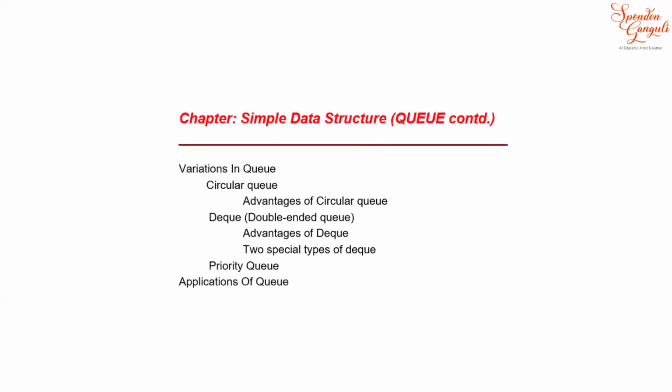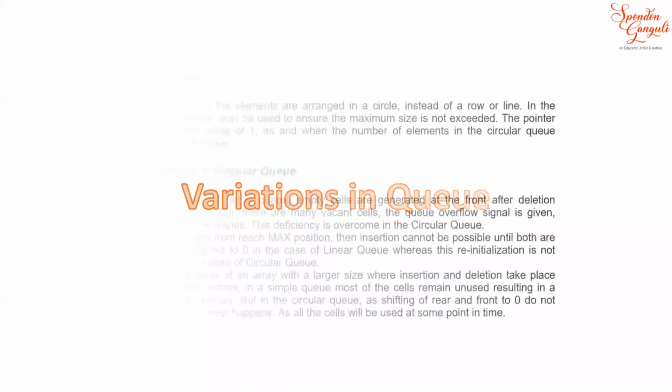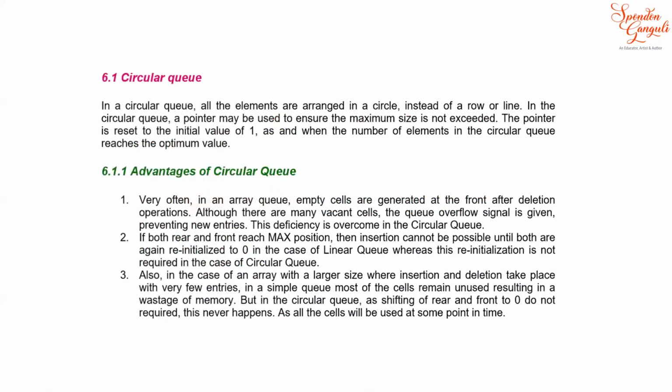So, the things we'll discuss in this presentation are circular queue, the advantages of using circular queue, double-ended queue or DQ, the two special types of DQ, priority queue and applications of queue. Variations in queues. First one, circular queue.